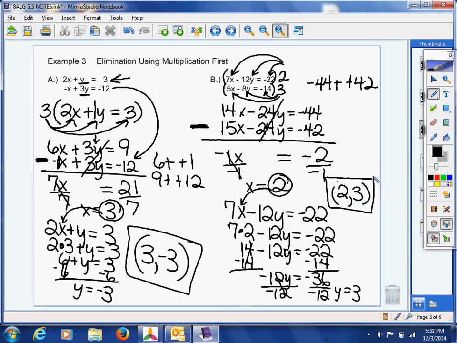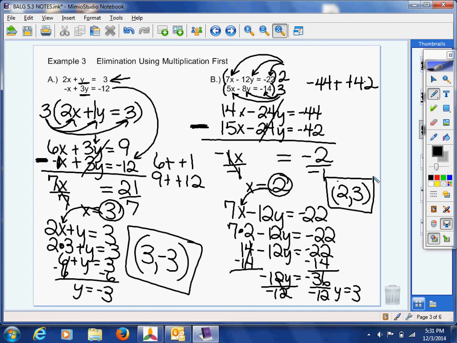Okay? Could I have eliminated the x's instead? Yeah, I could have. I still would have gotten 2, 3. It doesn't matter which variable I started with to eliminate or chose to eliminate. So there you go, guys.